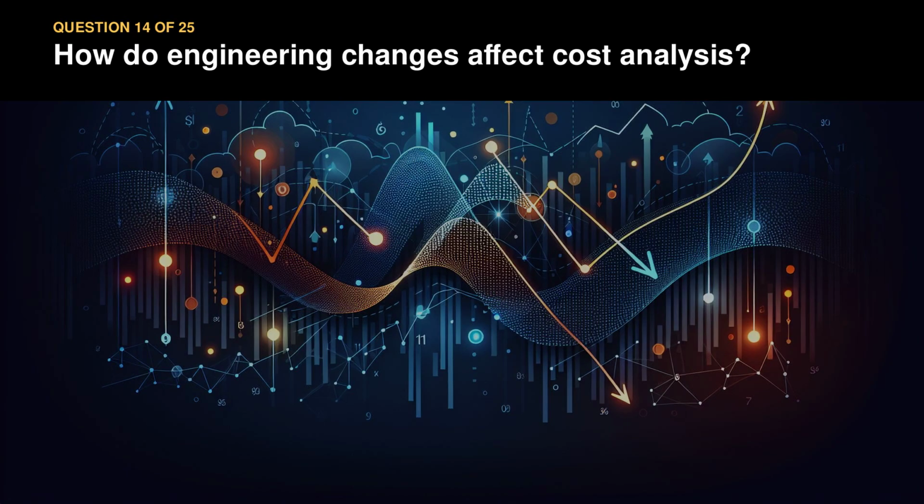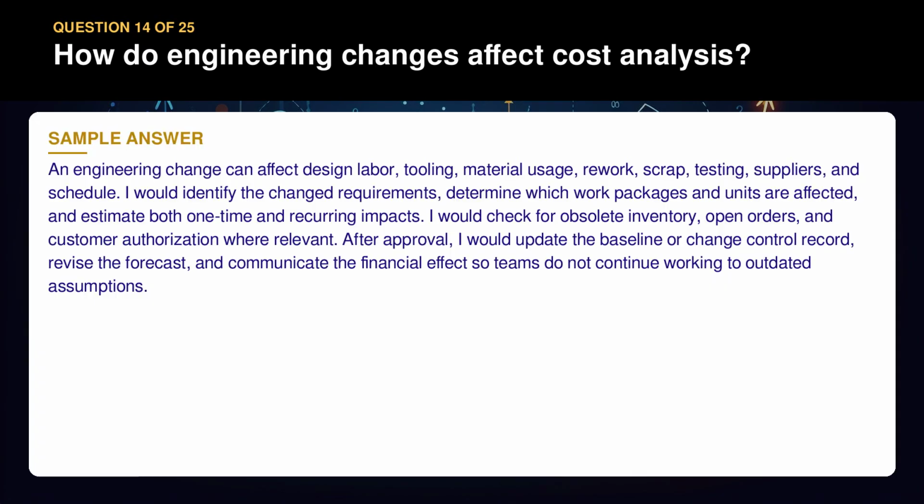Question 14. How do engineering changes affect cost analysis? An engineering change can affect design labor, tooling, material usage, rework, scrap, testing, suppliers, and schedule. I would identify the changed requirements, determine which work packages and units are affected, and estimate both one-time and recurring impacts. I would check for obsolete inventory, open orders, and customer authorization where relevant. After approval, I would update the baseline or change control record, revise the forecast, and communicate the financial effects so teams do not continue working to outdated assumptions.